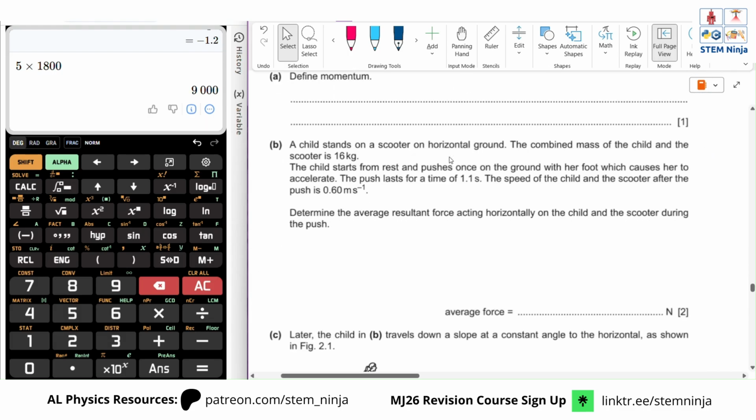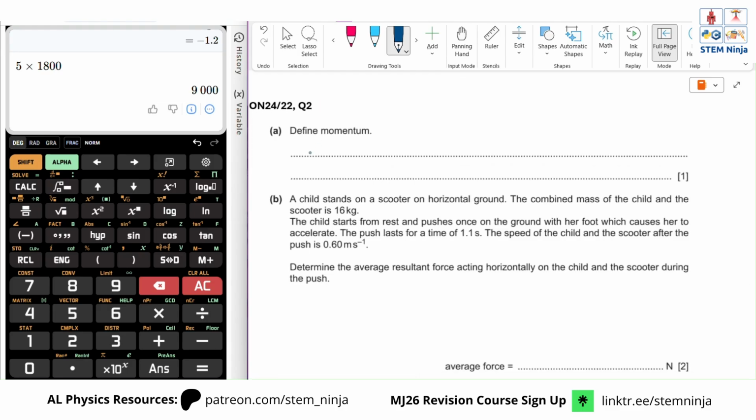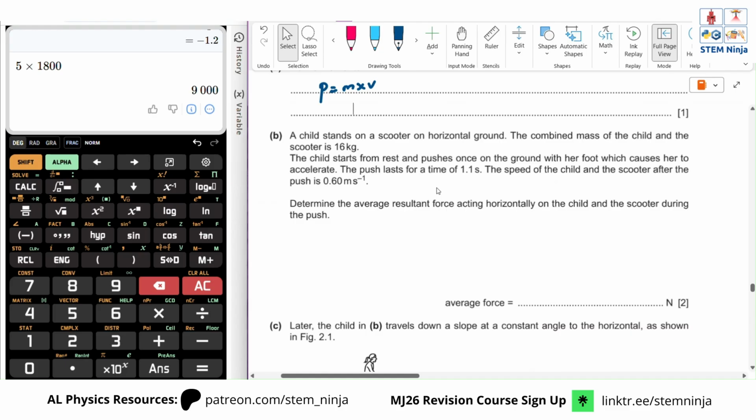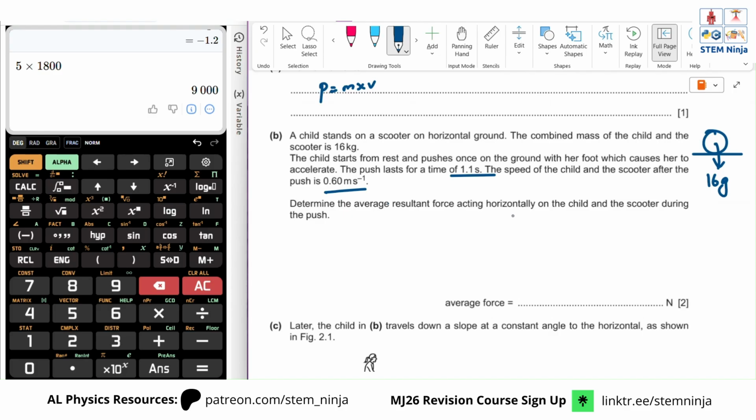All right, okay, moving on. Define momentum. Again, it's the product of mass and the object's velocity. A child stands on a scooter on horizontal ground. The combined mass of the child and the scooter is 16 kg, so the weight would be 16g. The child starts from rest and pushes once on the ground with a foot, which causes her to accelerate. The push lasts for 1.1 seconds. The speed of the child on the scooter after the push is 0.6. Determine the average resultant force acting horizontally on the child on the scooter during the push.